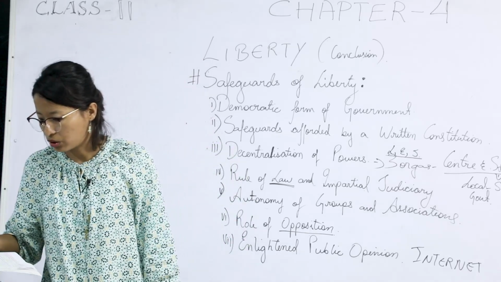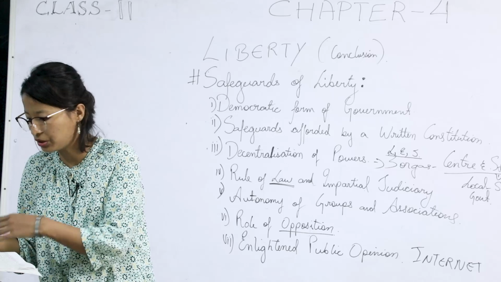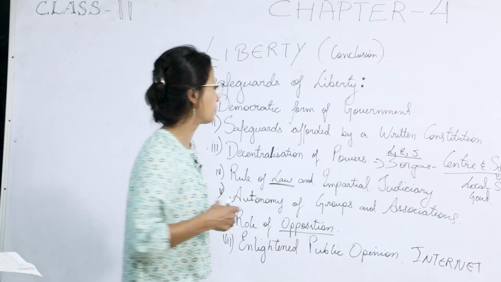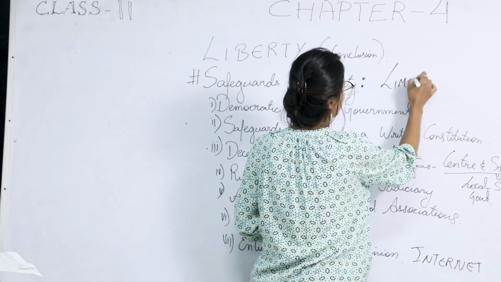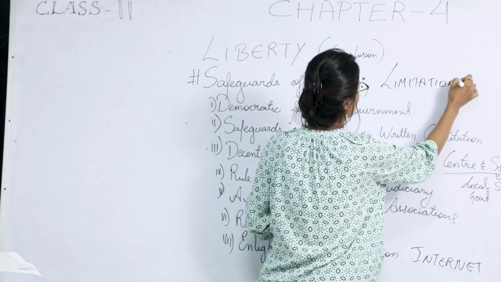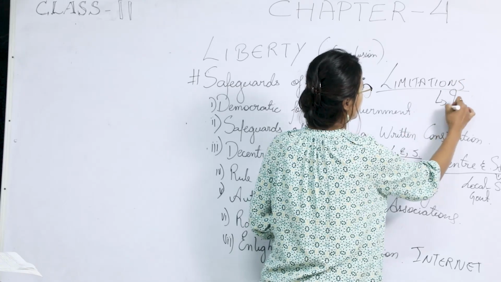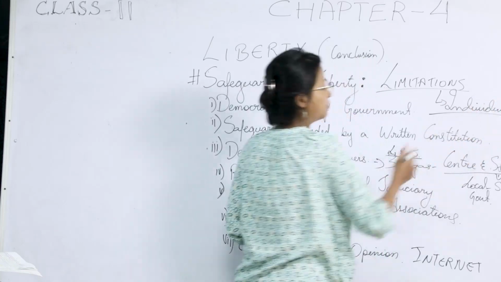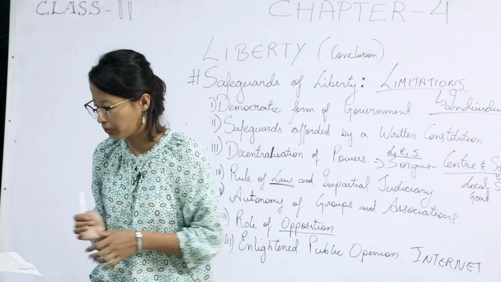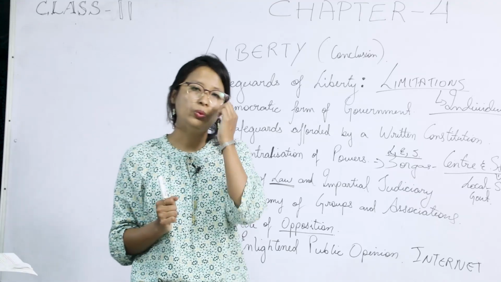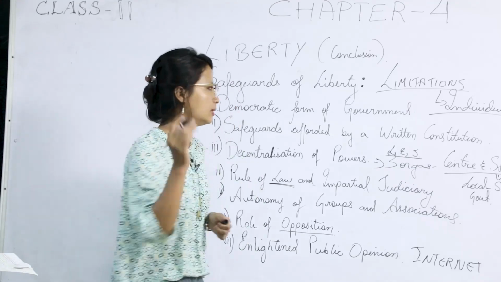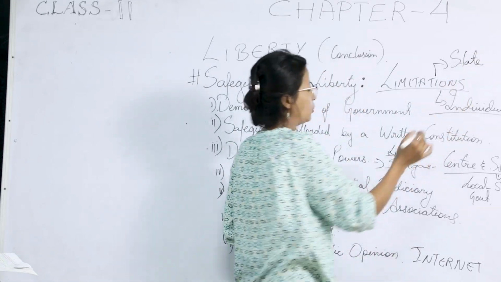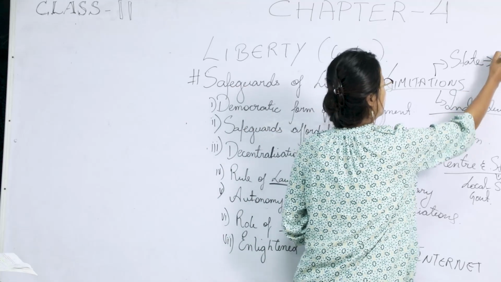Okay, the last topic in this session is the limitations of individual liberty. Limitations, especially in the individual arena. Now, this is your last topic. Now, who will limit your individual liberty? It is the state. How will the state limit your individual liberty? Through laws.